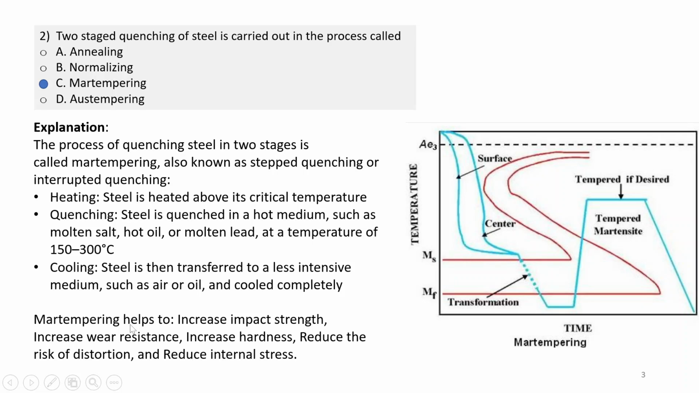Okay, and martempering helps to increase impact strength, increase wear resistance, increase hardness, reduce the risk of distortion and reduce internal stress. So here cooling curve is shown. So up to here it is cooled, then it is held at this temperature and then quenched, then heated again for tempering and then again air cooled.